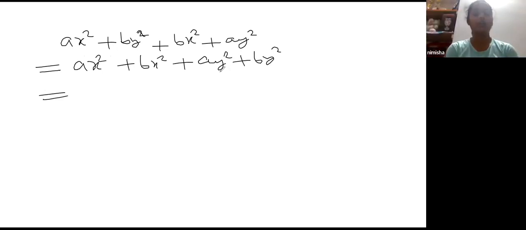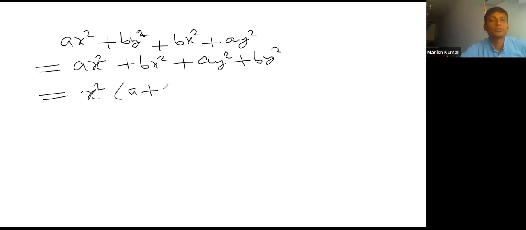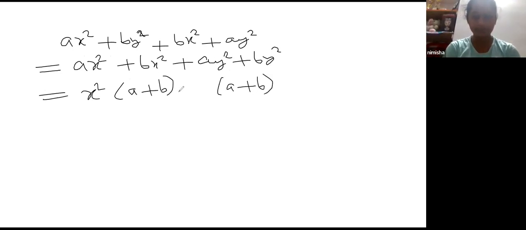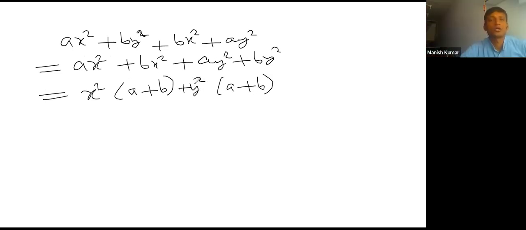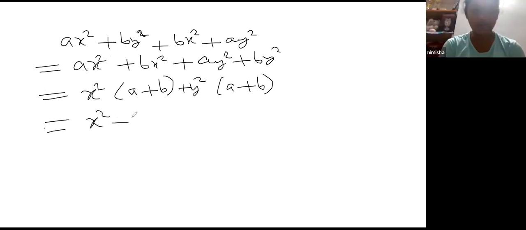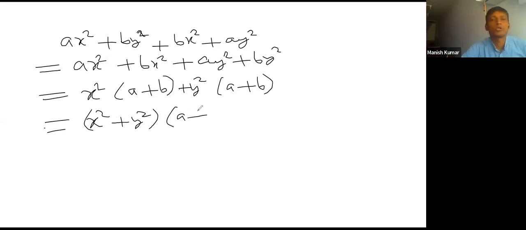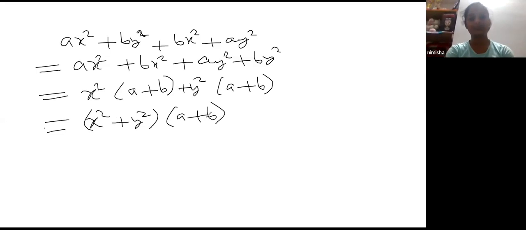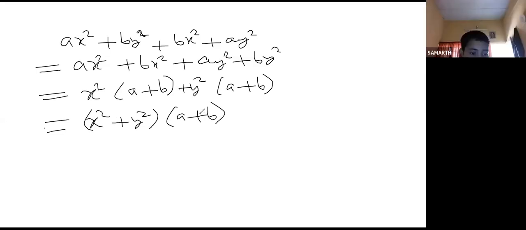So, now we can take X square as common. X square into A plus B, isn't it? And here also, A plus B plus Y square, equal to X square plus Y square into A plus B. Understood? Yes. Okay. Now next question.